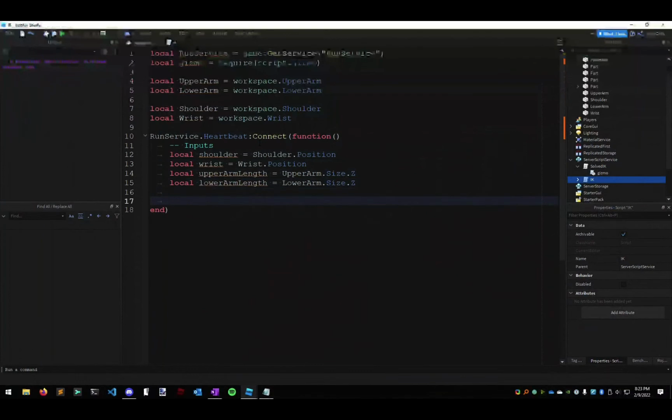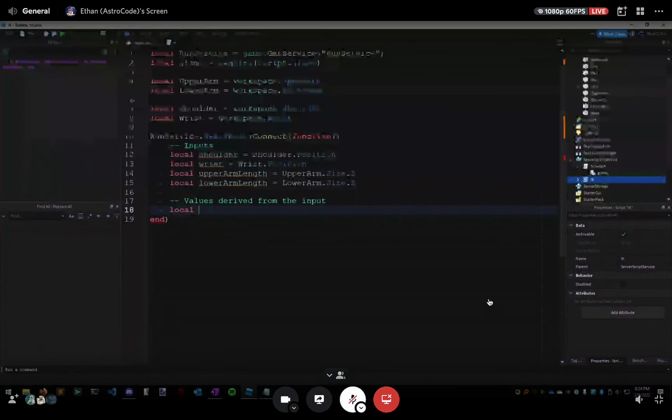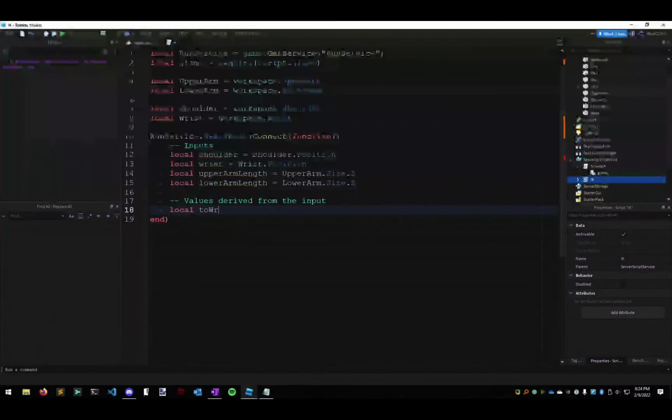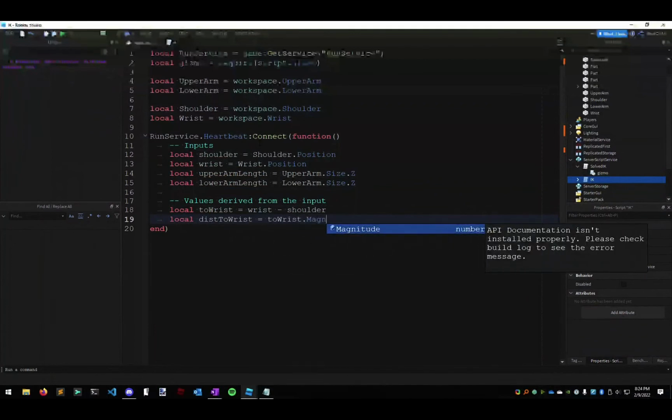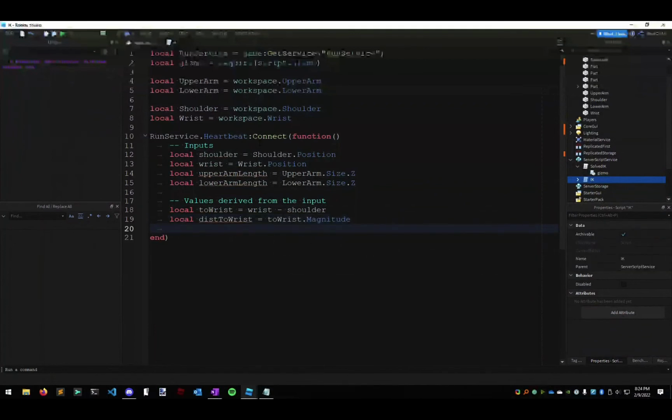Okay, and then some things that'll be helpful for us. These will be derived from the input: the vector from the shoulder to the wrist. Also that distance, so the magnitude of that vector. And then we also want the total arm span. So the arm span is summing the length of the upper arm and the lower arm.